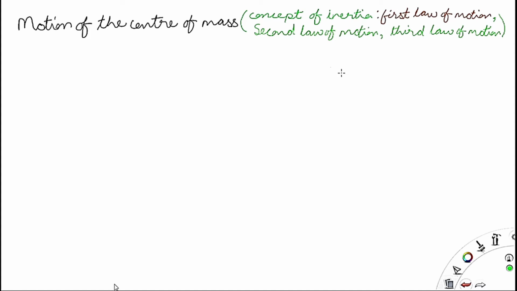So there are three laws of motion given by Newton. The first law of motion is the concept of inertia. The second law of motion gives the acceleration given by an application of external force. And third law is the reaction law, that every action has an equal and opposite reaction. And finally we will study conservation of linear momentum with an example.